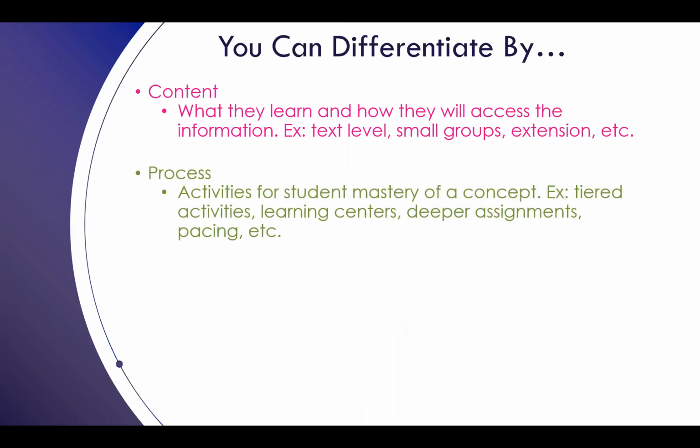Process is, how are they going to reach mastery of that concept? What activities are we going to give them in order for them to reach that mastery? So maybe those are tiered activities. Your high ability students may get one prompt and general ed gets another prompt. That applies to learning centers, and maybe pacing. Maybe the high ability students are moving faster through the curriculum than the other students.